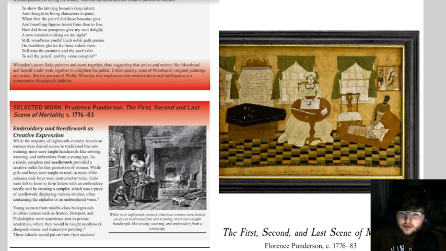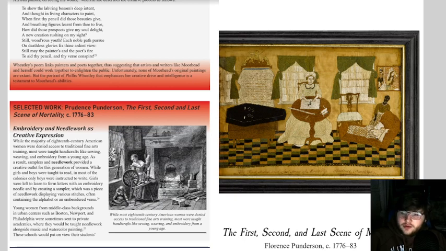While girls and boys were taught to read in most of the colonies, only boys were instructed to write. Girls were left to learn to form letters with an embroidery needle and by creating a sampler, which was a piece of needlework displaying various stitches, often containing the alphabet or embroidered verse.